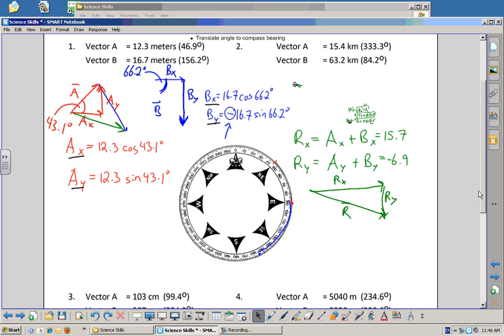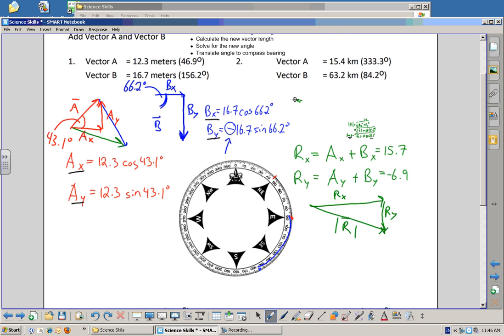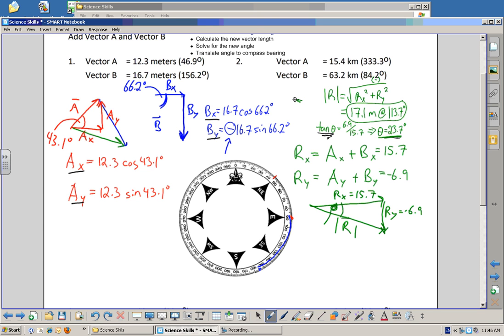Now, final steps. I need to calculate the vector length, the magnitude of this new vector. That is easy to do with the Pythagorean theorem: the square root of Rx squared plus Ry squared is the vector length. Also simple is then finding this angle. We can call it theta. Pick your favorite trig function, but you have Rx and Ry. Easily calculate theta using tangent, which results in an angle of 23.7. That is this angle. However, we need a compass bearing.